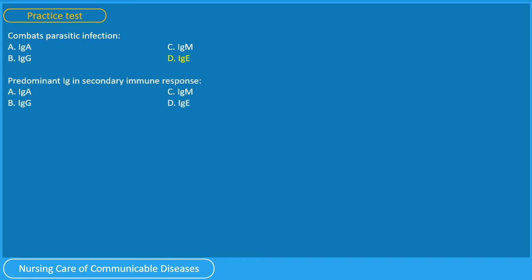What is the predominant immunoglobulin in secondary immune response? Is it IgA, IgG, IgM, or IgE? You have 5 seconds. If you answered IgG, you are correct. What is the largest immunoglobulin? Is it IgA, IgG, IgM, or IgE? You have 5 seconds. The answer is C, IgM.